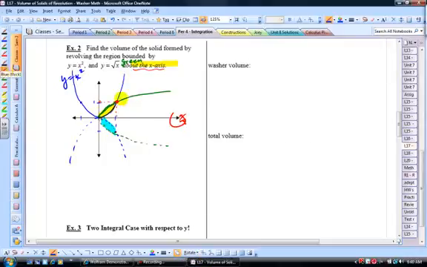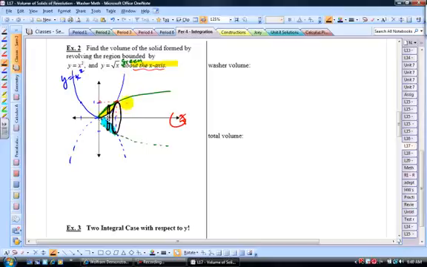Okay, now when you revolve this region around the x-axis, what's going to happen is that you're going to get this solid. Let's take a look at the cross-section here. It's actually going to be a disc with a hole in it, called a washer. It's going to have a hole, and the hole is going to be this curved hole.